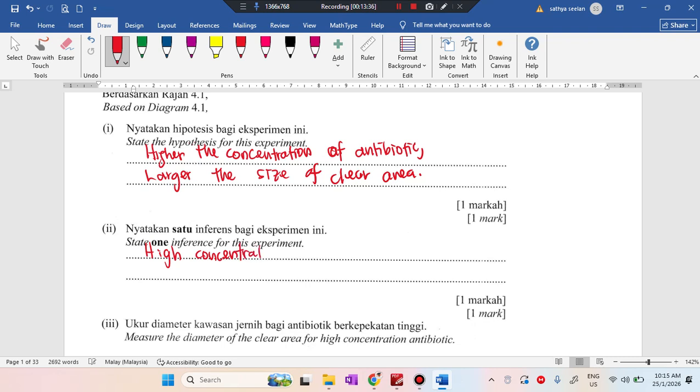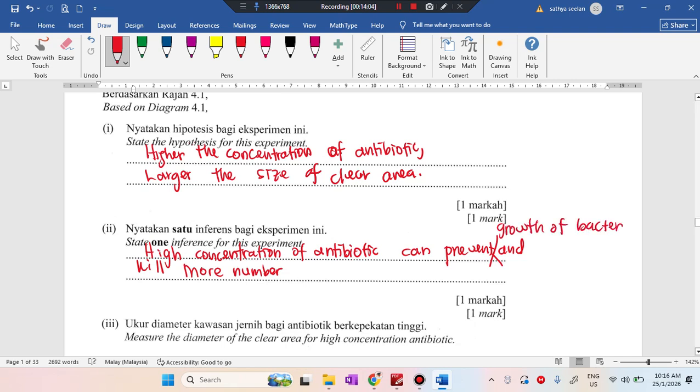High concentration of antibiotic can prevent growth of bacteria and kill more number of bacteria.